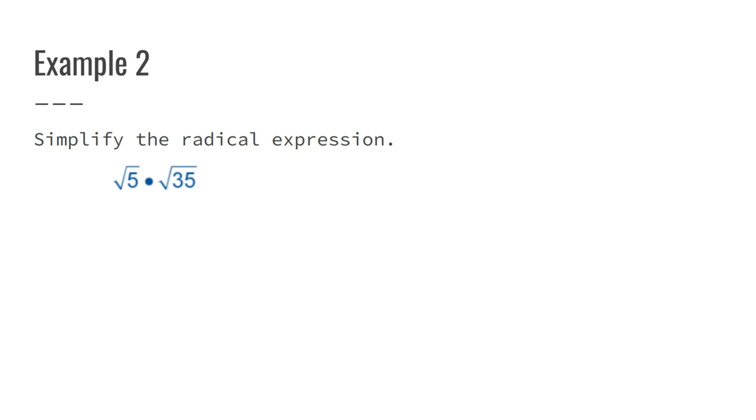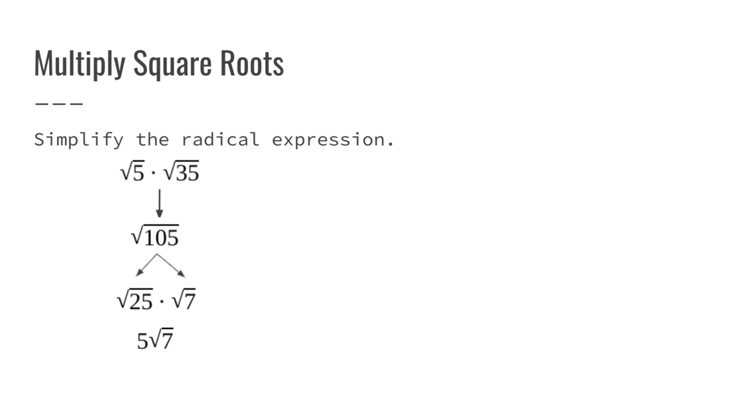Here's another example. 5 times the square root of 35. Why don't you try that one and submit it into Edpuzzle? So when you do that, you'll get that you multiply 5 times 35 and you get 105. 105 can be broken up into 25 and 7, which will then become 5 times the square root of 7.